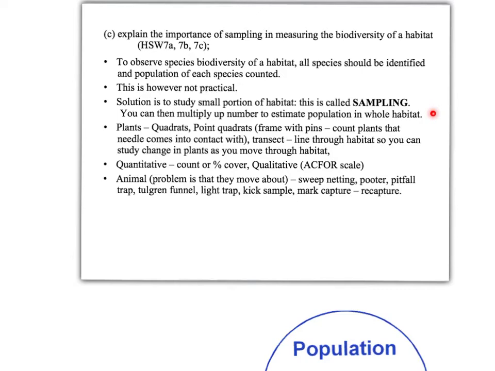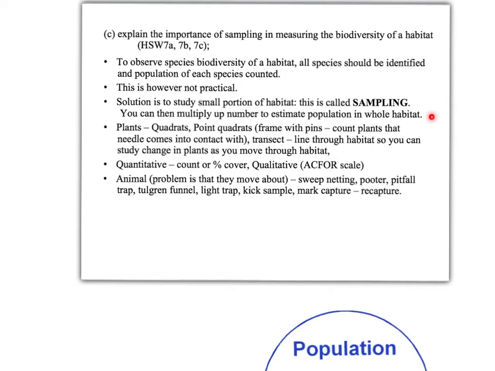Another example might be if you're trying to estimate the number of aphids on a bush. You could count the number of aphids on one leaf, and then estimate the number of leaves by counting the number of leaves on one branch, and then counting the number of branches, and then multiplying that up by your number of aphids to give you an estimate of the population of aphids on the whole of the bush. So those would be two examples of sampling.